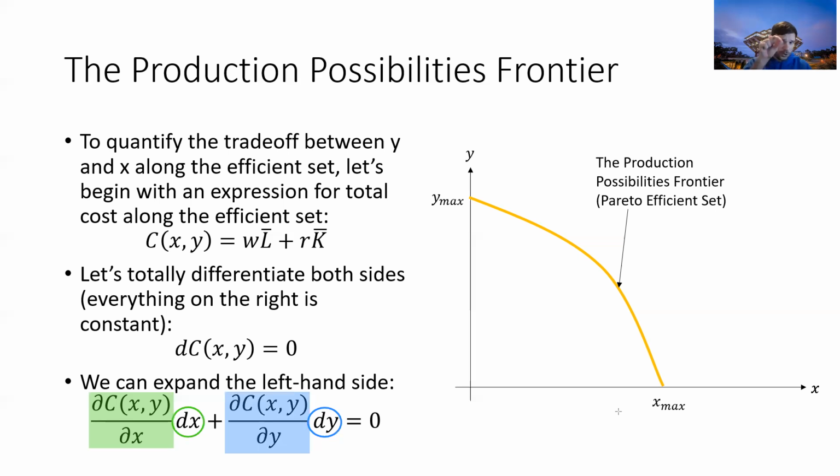And if we move along the production possibilities frontier, we said the total change has to add up to 0 because the cost does not change. Now, the terms in the square boxes in colors, what are those? In the square boxes, I want you to think carefully about what those are.